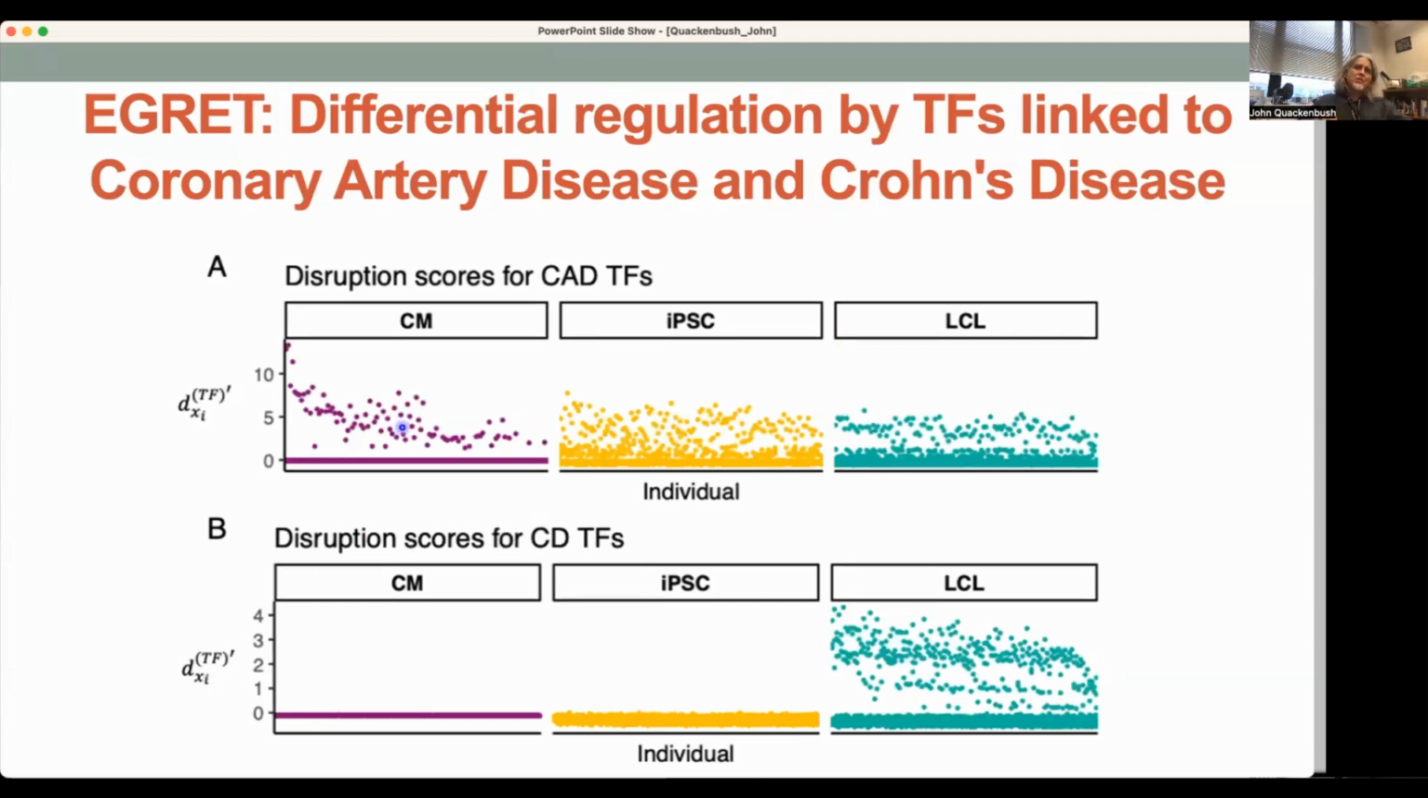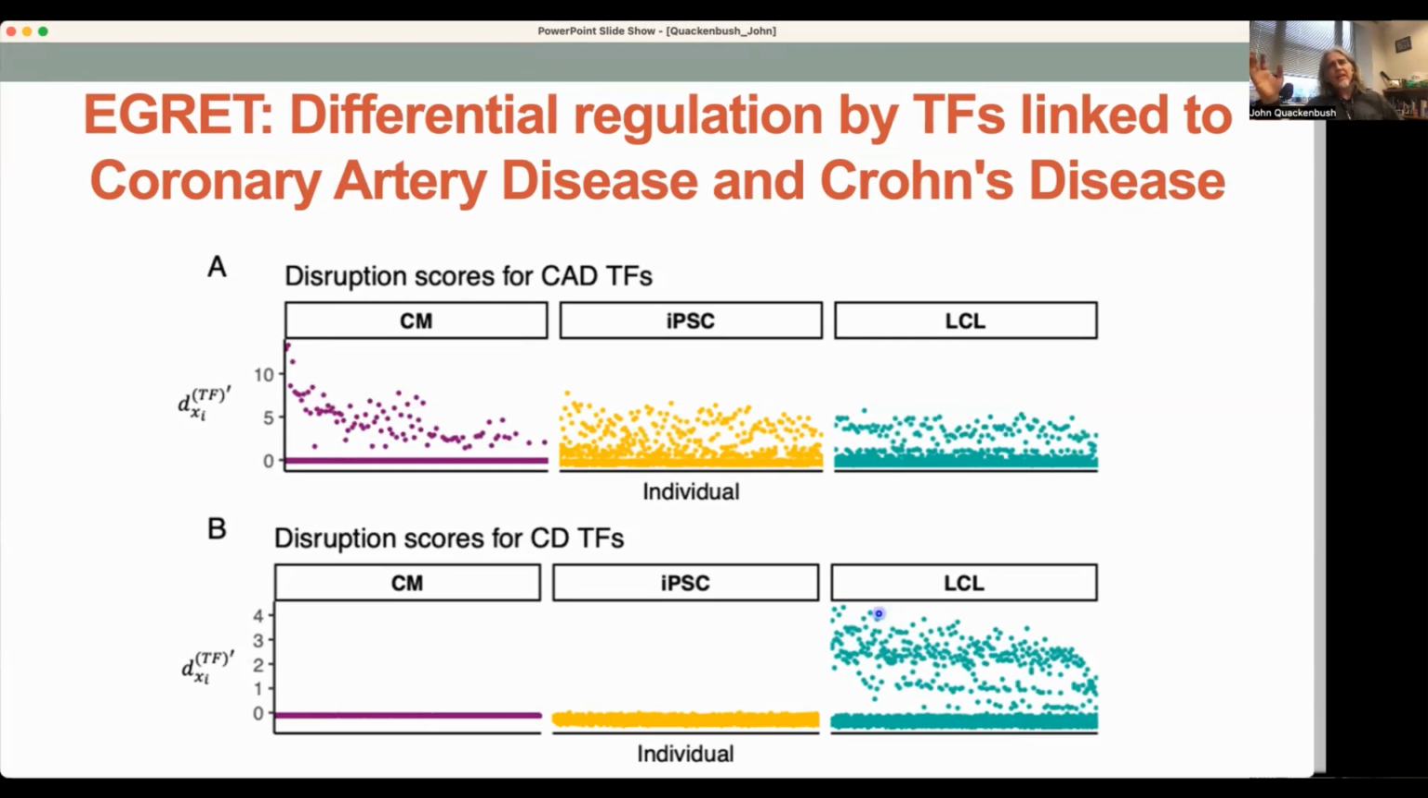But even more interesting was an example of Crohn's disease, irritable bowel syndrome, an immune-mediated process in which we saw no disruption of the associated transcription factors in our model in the heart cells, basically none in the induced pluripotent stem cells, but substantial individual-to-individual variation in transcription factor binding in the cell type that we know is associated with this disease.